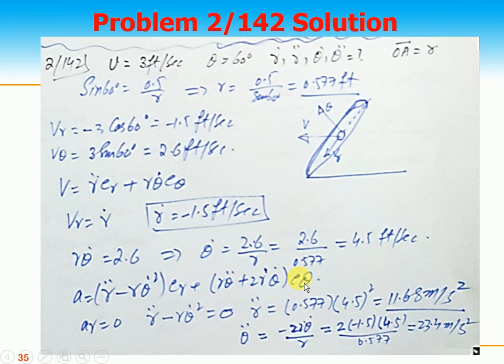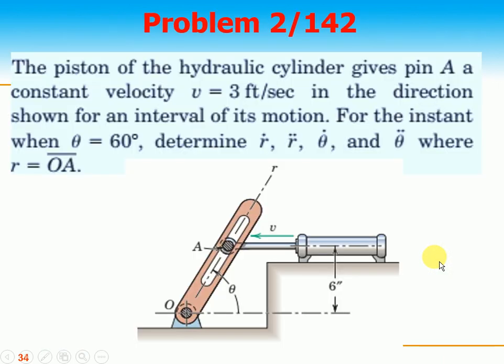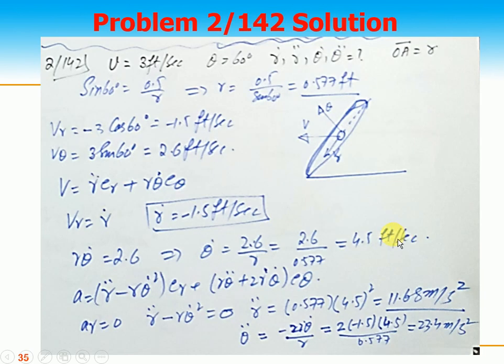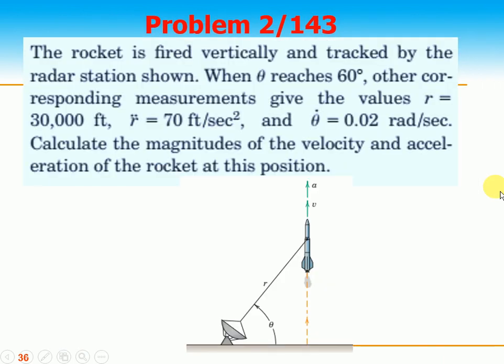Similarly, this acceleration is also 0. So this theta double dot becomes minus 2r dot theta dot r. We get 23.4 meter per second square. The question is, from where do I find that the radial accelerations are 0? Because it says the pin A has constant velocity, therefore the accelerations are 0. So from here I find r double dot, theta double dot, r dot, and theta dot.